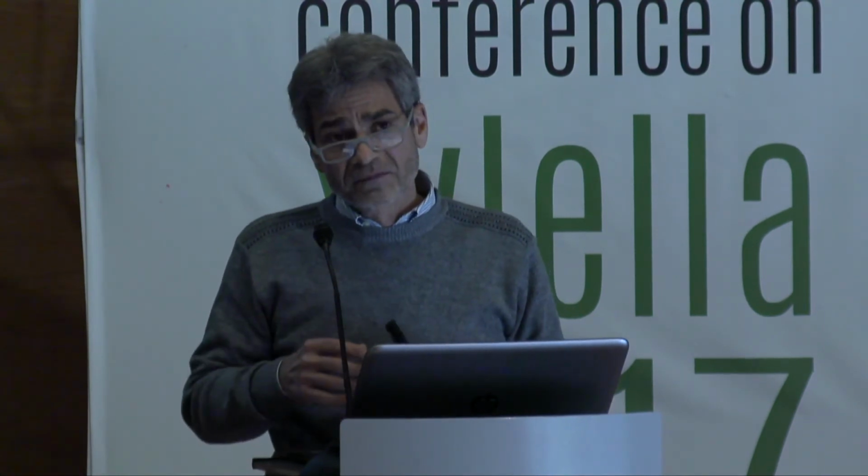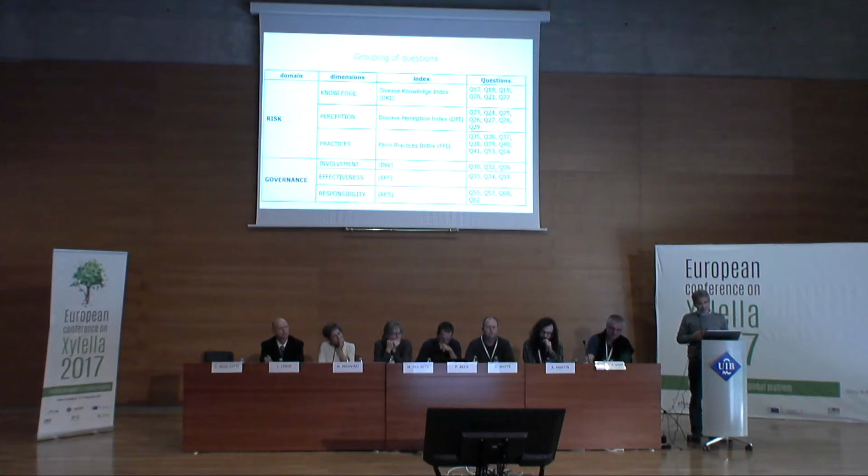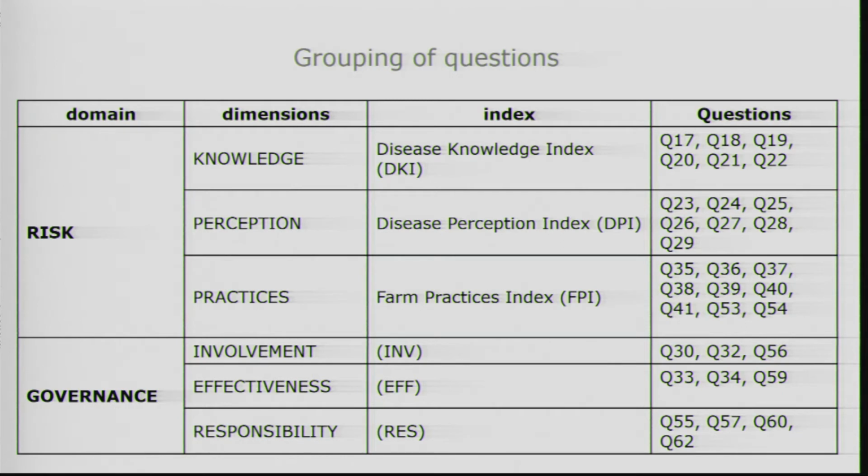Then we group and we cluster the questions within two domains, which are the risk domain and the governance domain. The risk domain has three dimensions: the knowledge dimension, the perception dimension, and the practices, the farm practices, and each of them is expressed after the survey through a disease knowledge index, a disease perception index, and a farm practice index. The same we did for the governance, three dimensions: the involvement, the effectiveness, and the responsibility.